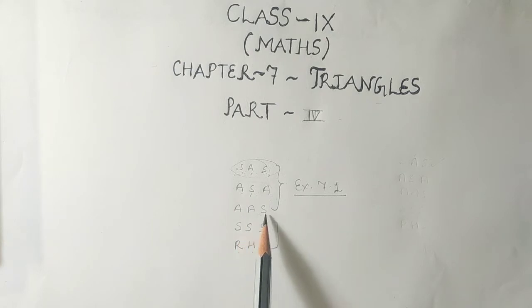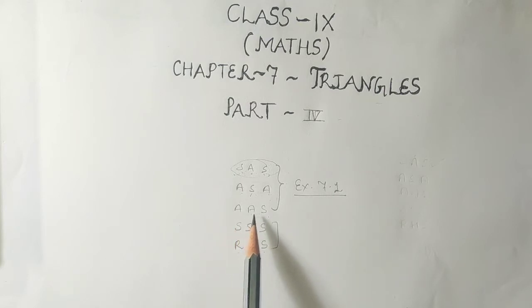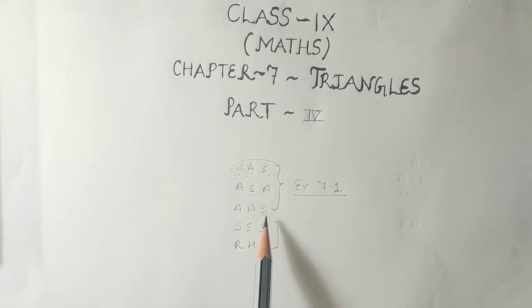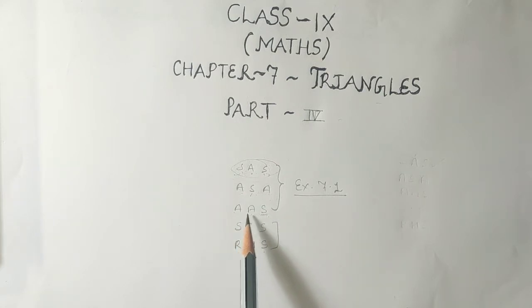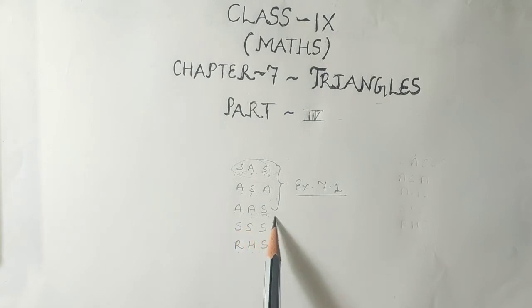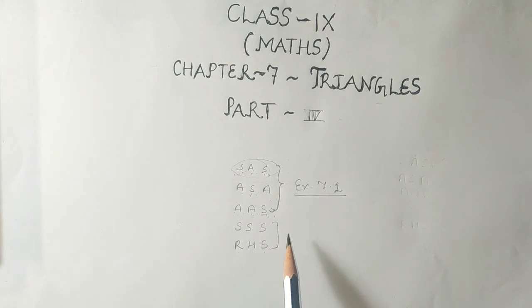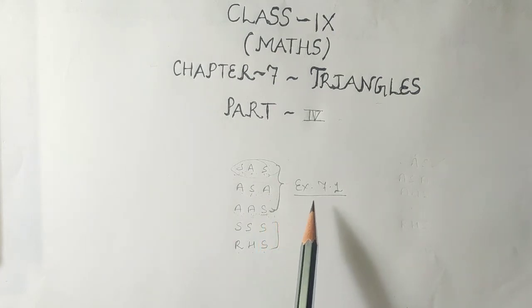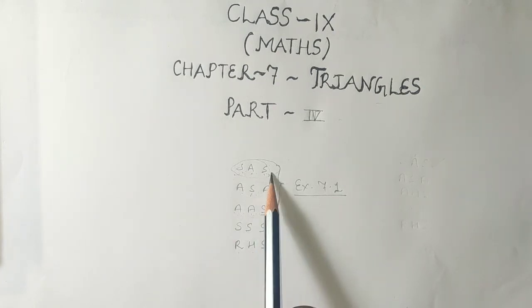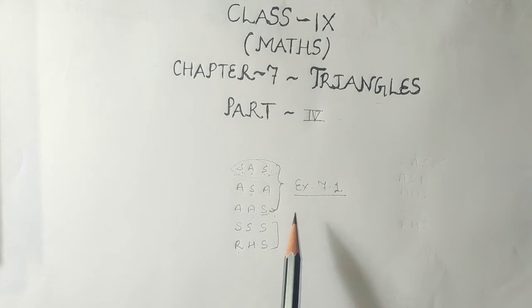The third one is angle angle side. If two triangles are there and their corresponding two angles are equal and one non-included side is equal, then the two triangles are congruent by the criteria of angle angle side. So we have studied these three criteria, and the first exercise, which is based upon these three, we are solving.